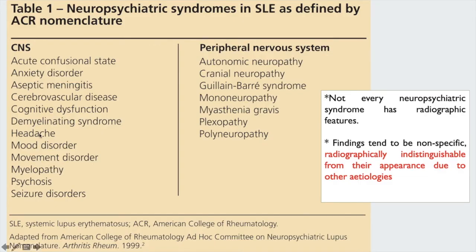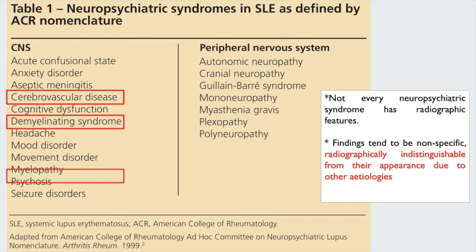From this table, you can know that SLE can attack the central and also peripheral nervous system, resulting in neuropsychiatric syndromes. As you can see on this table, there's a long list of neuropsychiatric syndromes. However, not every one of these neuropsychiatric syndromes has its own radiographic features. However, radiological imaging might be very helpful for a primary team in terms of evaluating for cerebral vascular disease, demyelinating syndrome, as well as myelopathy. I'll focus more on the cerebral vascular disease in my presentation today.